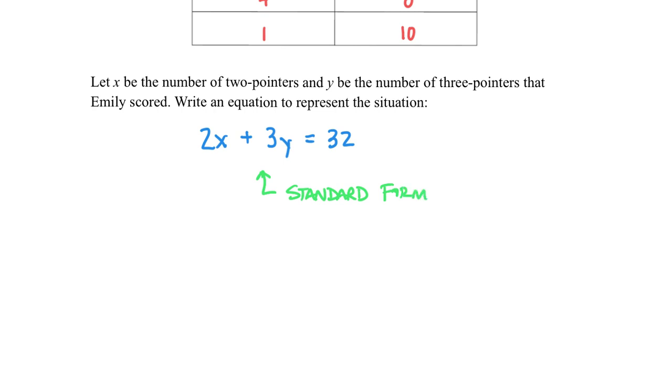It has a special name. And standard form is basically ax plus by equals c, where a, b, and c are numbers. That's really it. So this format, where it's a number times x plus a number times y equals another number, just has a special name called standard form. You need to be aware of that. And that's it. Now you're going to try and practice this, and we're going to keep moving.